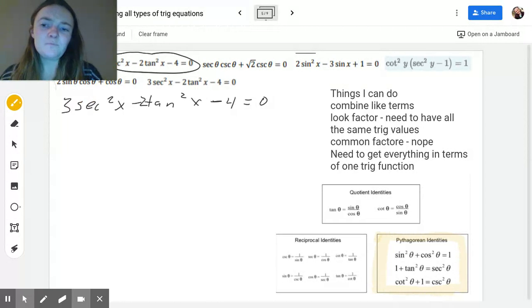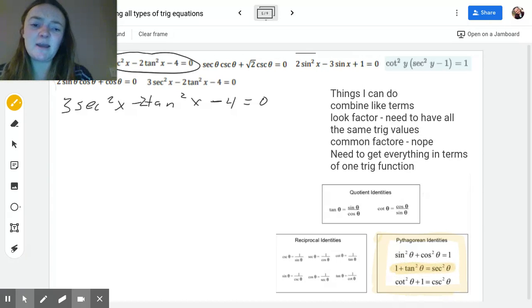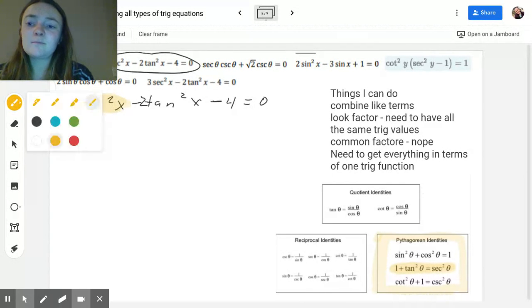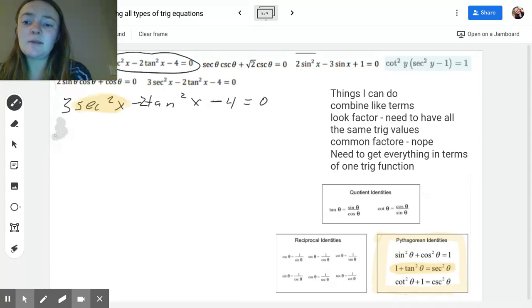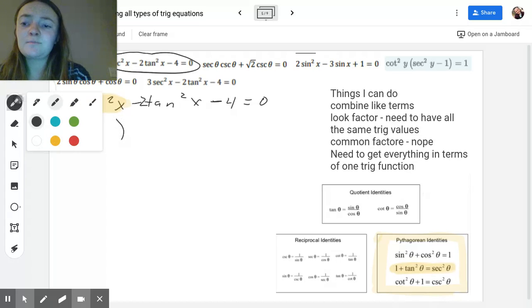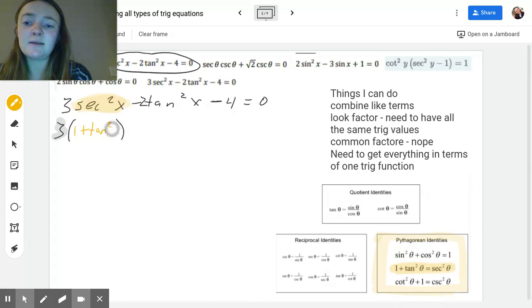Taking a look at that, I know that secant squared is equal to 1 plus tangent squared. In fact, it's already solved for us. So I'm going to just pick the easiest path. I'm going to replace secant squared with 1 plus tangent squared. So we'll say 3 times (1 plus tangent squared x), and that's just a Pythagorean identity, minus 2 tangent squared x, minus 4 is equal to 0.